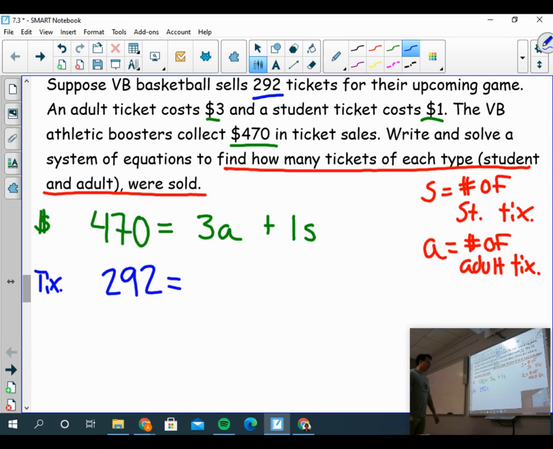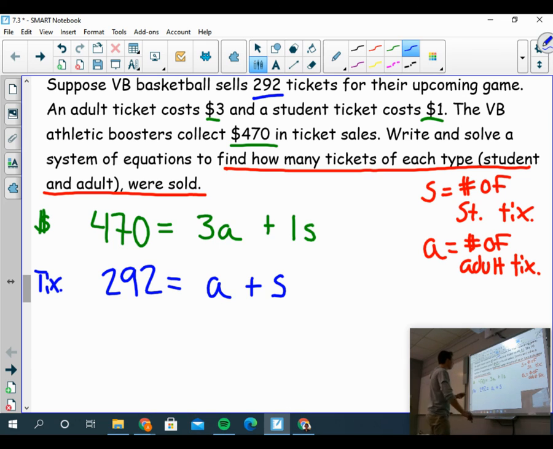What's making up the amount of tickets? Well, we sold some number of adult tickets and some number of student tickets. We don't know how many specifically, but those are the variables we're using to represent number of tickets. So we have the system of equations set up right here.